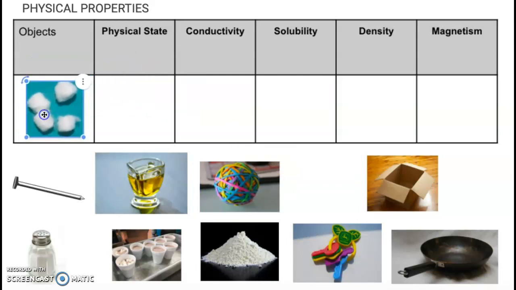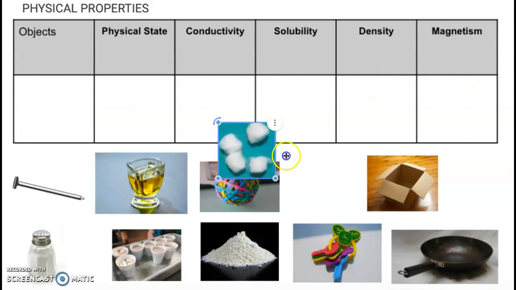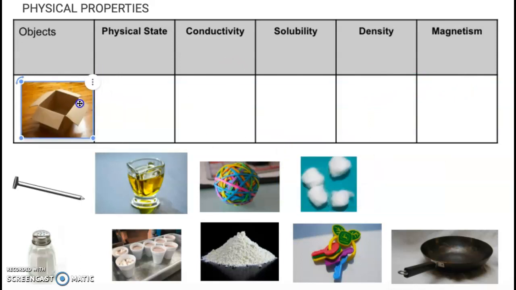Cotton balls, it is a solid. It does not conduct electricity. It does not dissolve in water. It is very likely less dense than water, so it floats. This is non-magnetic. Cardboard is a solid. It is an insulator. It does not dissolve in water. Insulator means that it does not let the electricity or heat pass through. The cardboard is very likely to float, less dense than water, and this is non-magnetic.